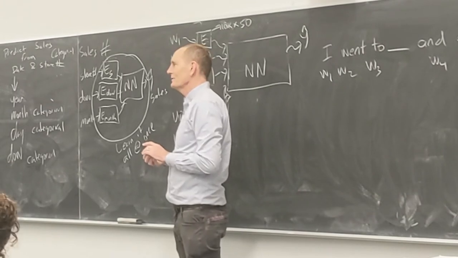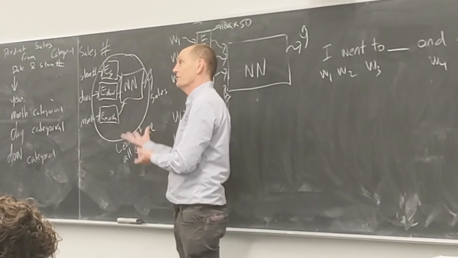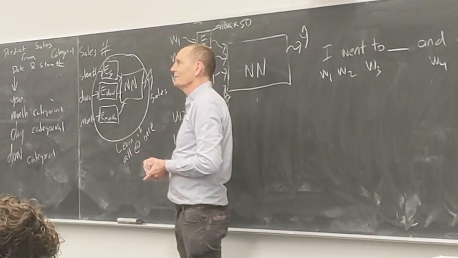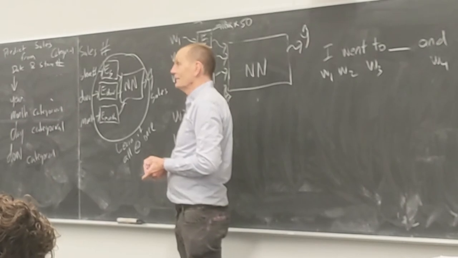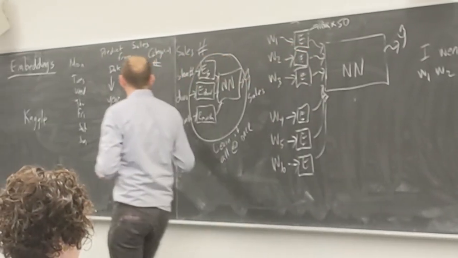Unlikely we're going to use it for anything else. It is probably only useful for this particular problem. But then, why is it different than just having it as like one continuous? Yeah, so let me show you why.